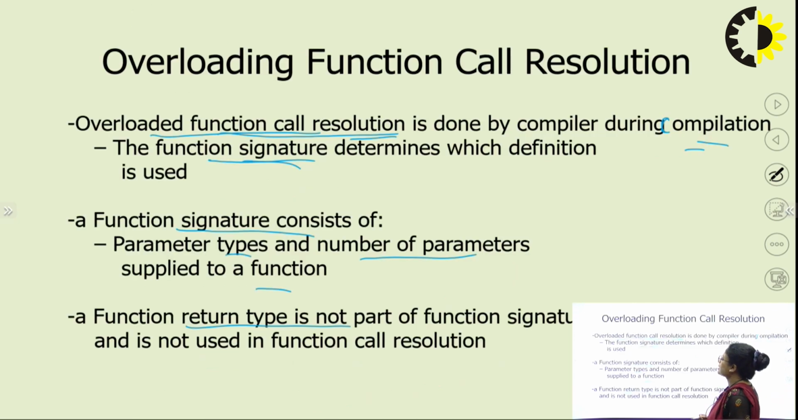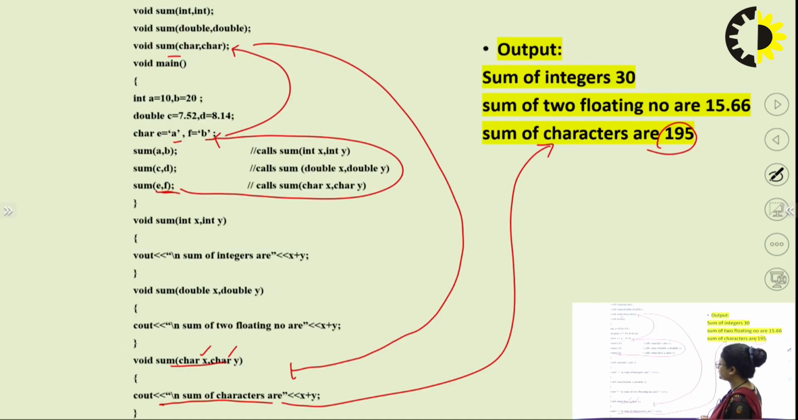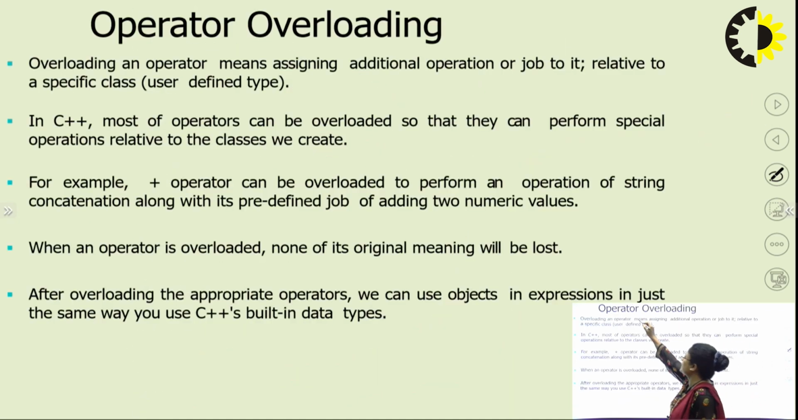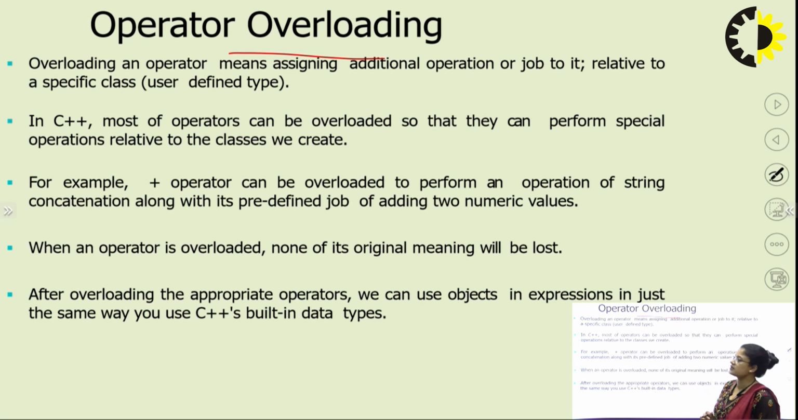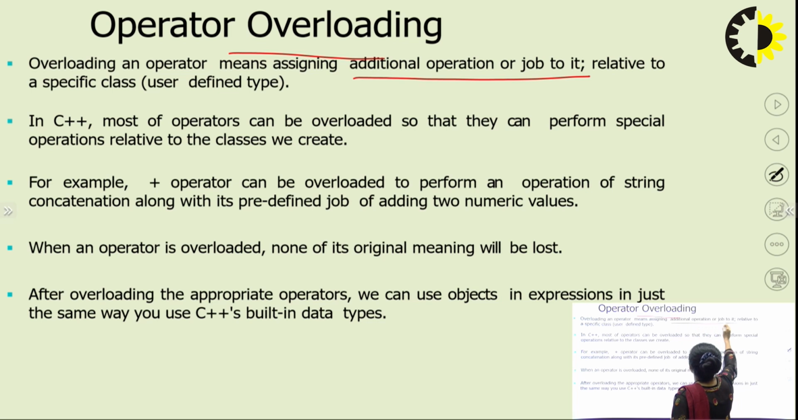Now, let us come to the next one. The next topic is operator overloading. What is operator overloading? Operator overloading means assigning an additional operation or job to an already existing operator, where we need to define some more roles for that operator. In C++, we can overload most of the operators. There are some exceptions. We'll be talking about that later on.